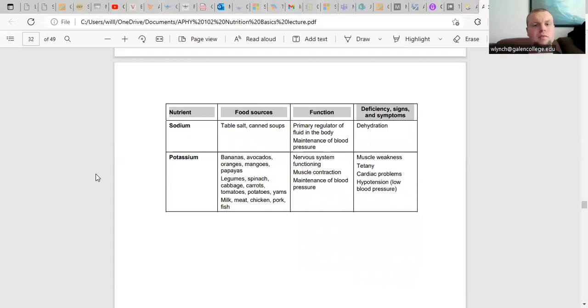Potassium, this is going to be also important in nerve regulation, muscle contraction, and maintenance of blood pressure. Going to get potassium from things like fruits like oranges, mangoes, papayas, legumes like spinach, beans, cabbage, carrots, tomatoes, things of that nature.